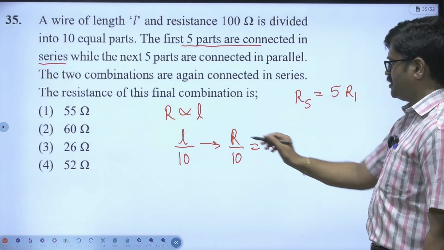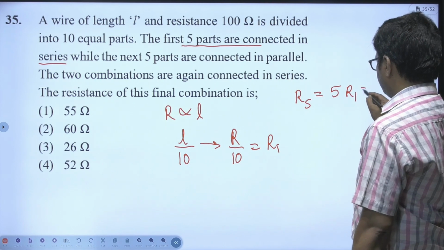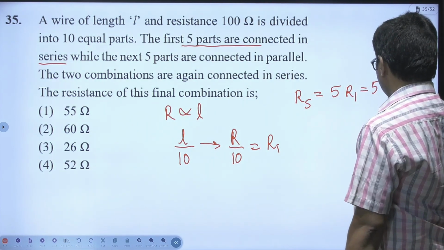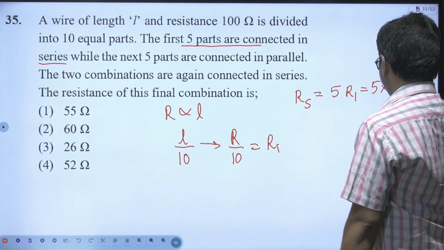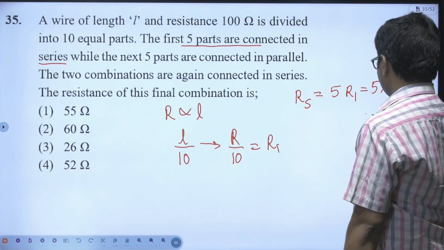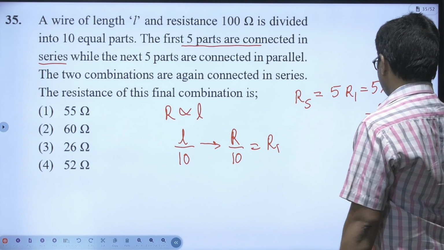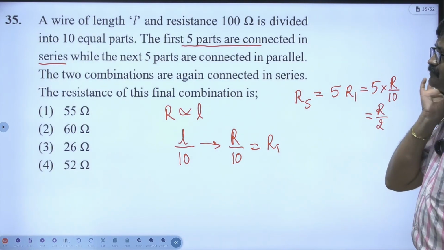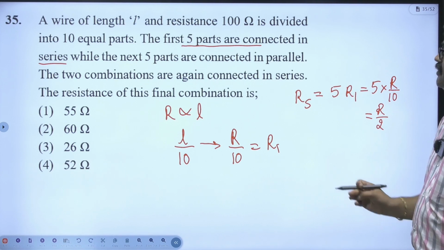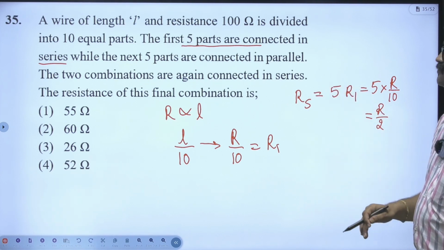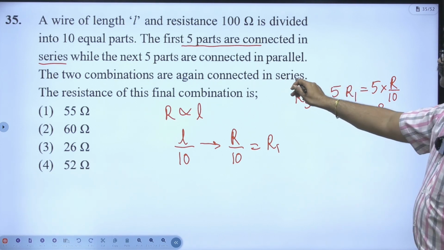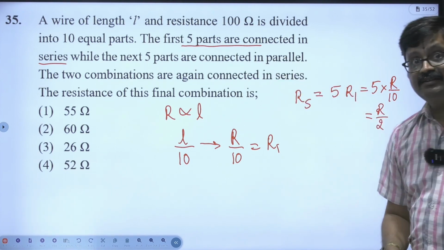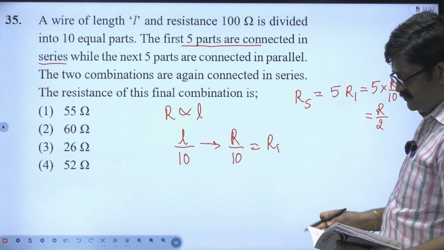So R1 is how much? R by 10. So 5 into R by 10, so this happens to be R by 2, is it not? Okay. Then they say that after this, the next 5 parts are connected in parallel again. So next 5 parts, they are in parallel.